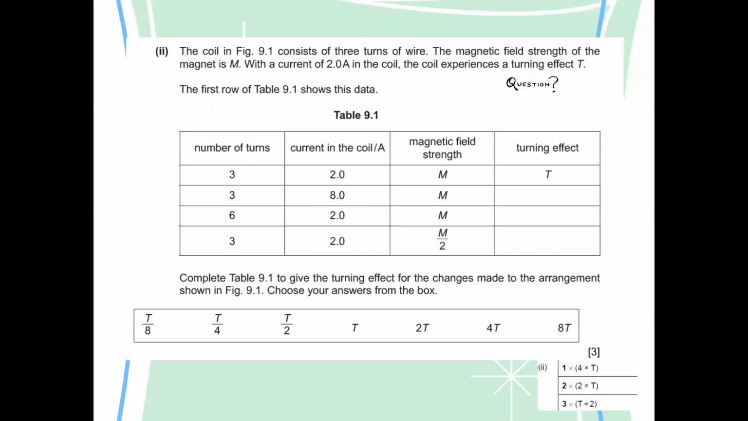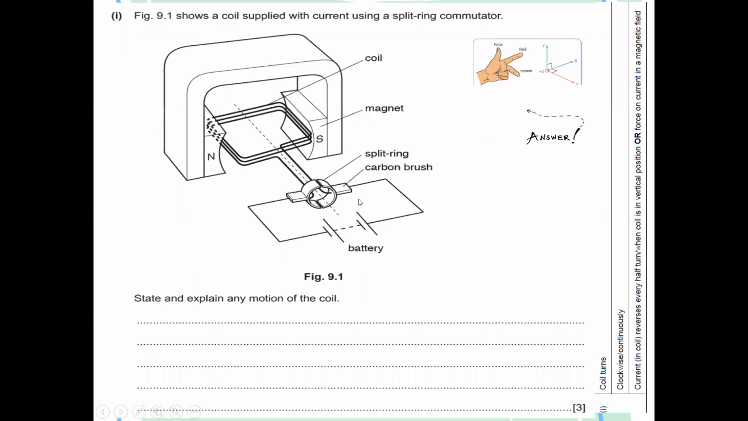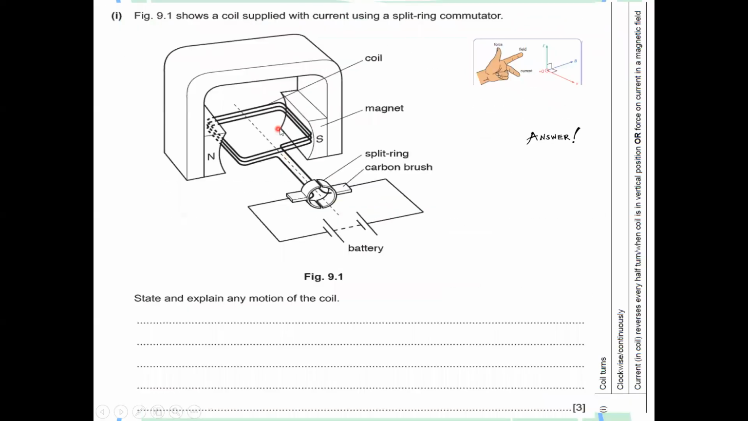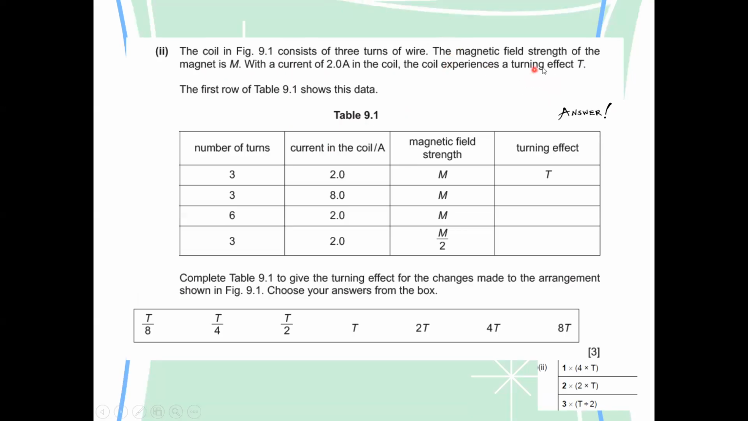This is the second part of the question. The coil in figure 9.1, as you can see, consists of 3 turns. The magnetic field strength is M, the current is 2 ampere, and the coil experiences a turning effect, or force, which we call T. So we are using 3 turns, the current is 2 ampere, the magnetic field strength is M, and the turning effect is T. Now what we did, we kept the turns the same, we kept the magnetic field strength the same, but we changed the current.